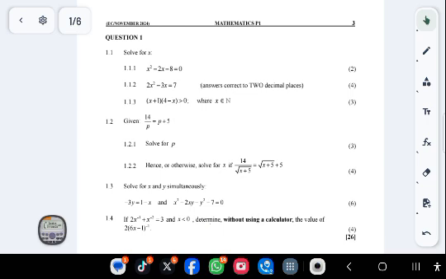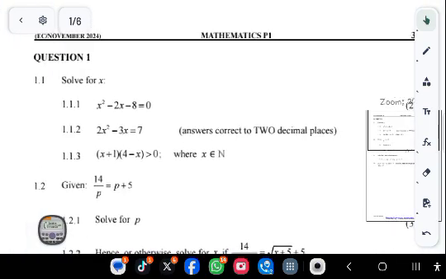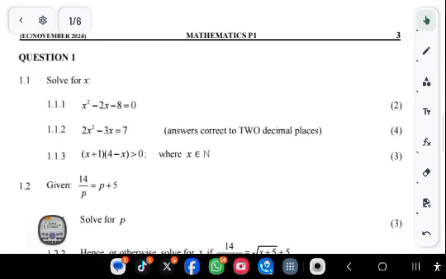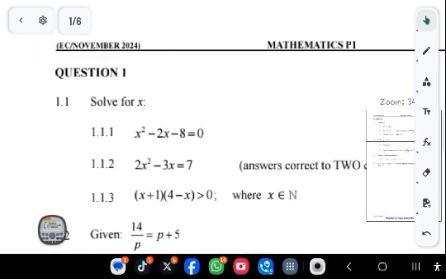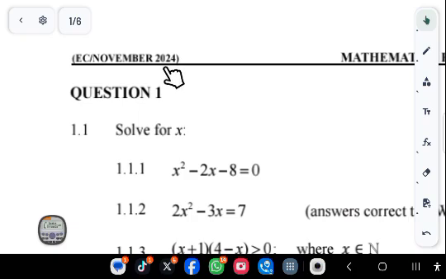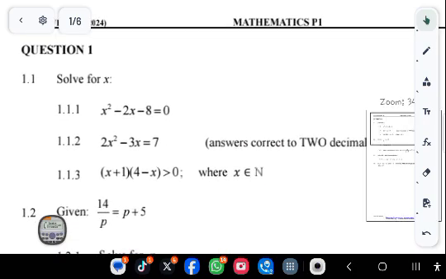In this video, we're going to focus on equations and inequalities for mathematics grade 11. This is video 2 of a 4-part video series, and this paper comes from the November 2024 Eastern Cape question paper.